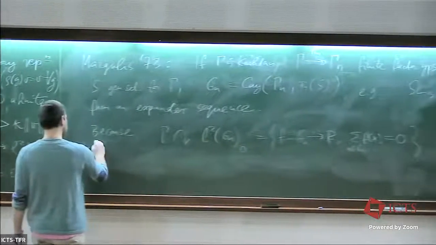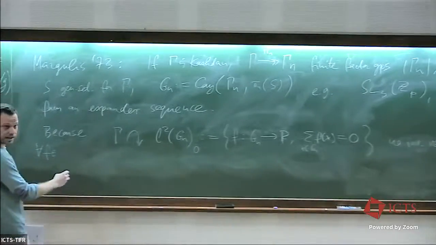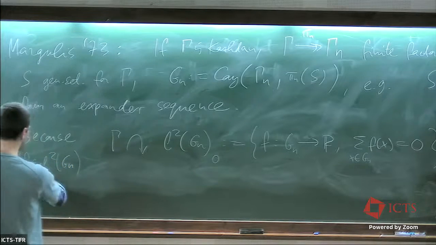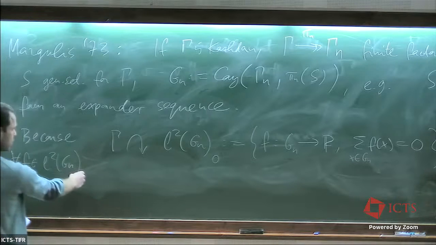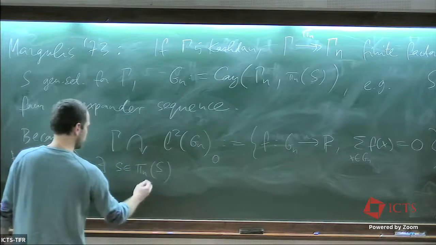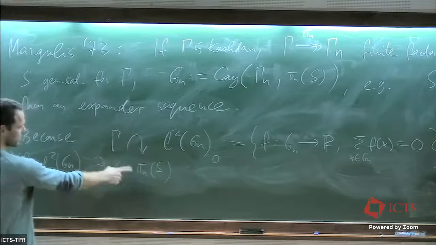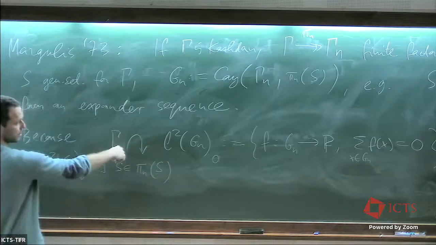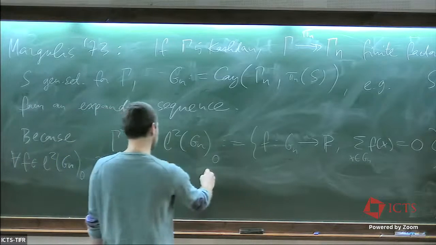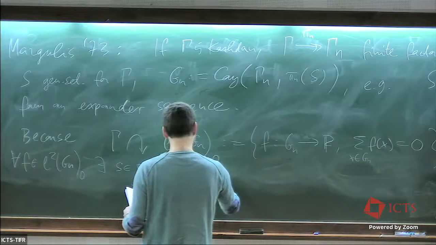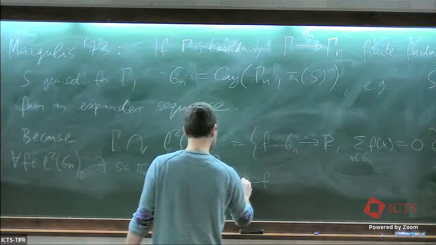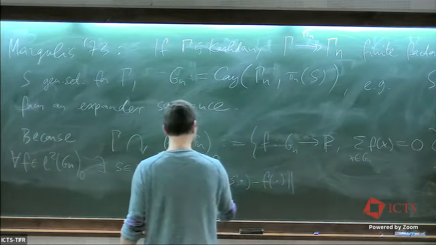Because of Kazhdan, I can just start writing down, but it's kind of the same as what we did yesterday. We know that for every f in here, there is some element in S in this action, so we can take the projection, which acts the same way, such that it's not at all an invariant function.